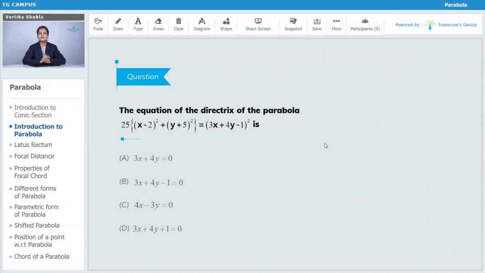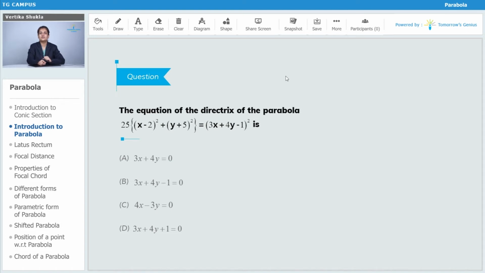Okay, now let us discuss a question with respect to the general equation of a conic section. The question says: the equation of the directrix of the parabola, which is being represented by 25 into (x minus 2) whole square plus (y plus 5) whole square is equal to (3x plus 4y minus 1) whole square, is. Now see, when we were discussing the general equation of a conic, what did we say?